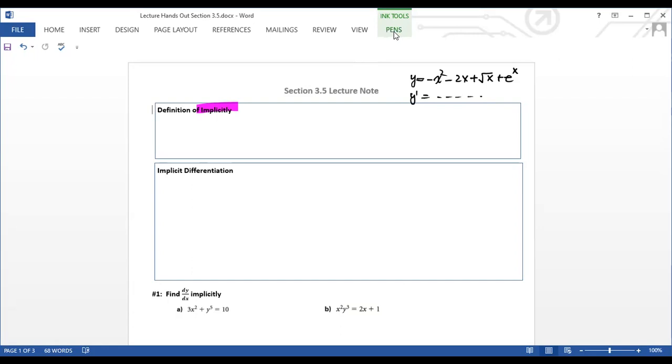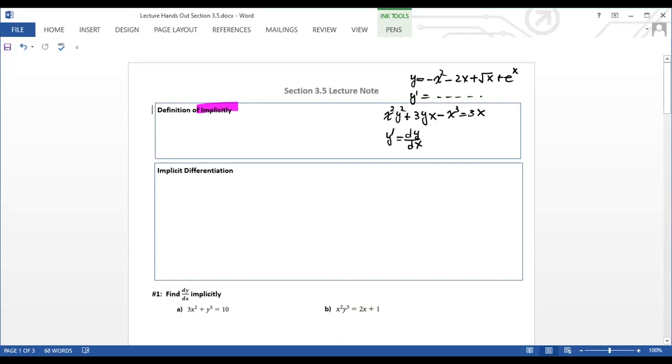But sometimes we run into a problem. For example, instead of y written out as a function of x, what if you have x squared y squared plus 3yx minus x cubed equal to 3x? How about if I have equations like this, and I want to find what is y prime, or dy dx?